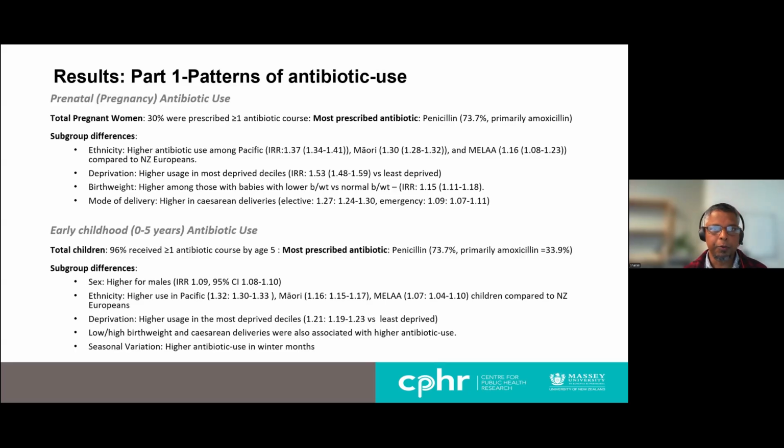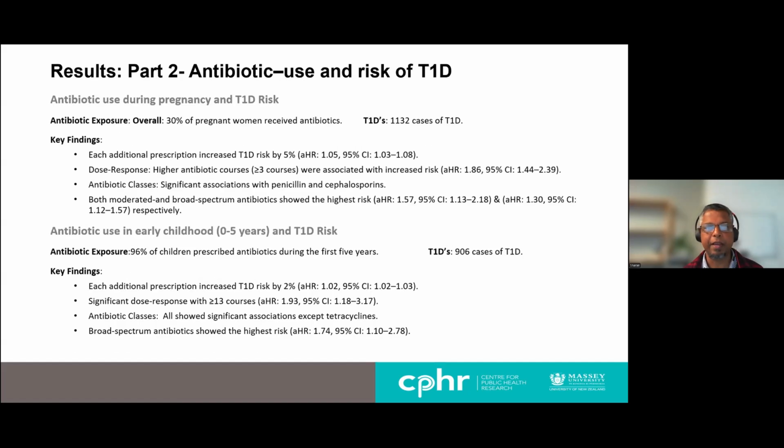Now, going on to the other part of the study, which is actually, I would say, the main part, which is antibiotic use and the risk of diabetes. So first, I'm going to talk about antibiotic use during pregnancy and the risk of type 1 diabetes. As I have mentioned, we had 30% of pregnant women who had received at least one antibiotic course.